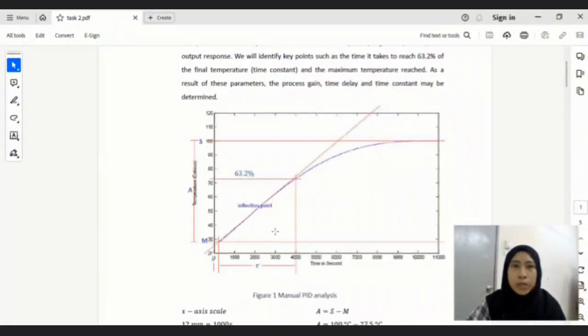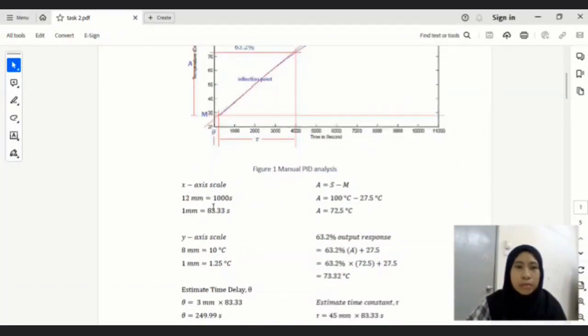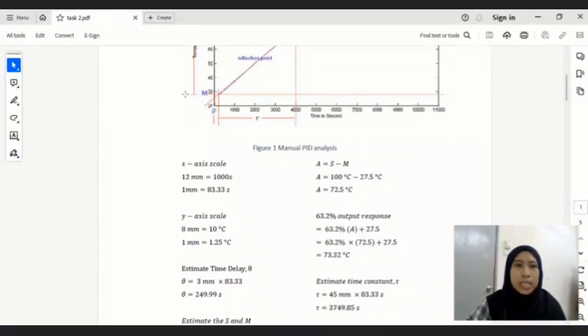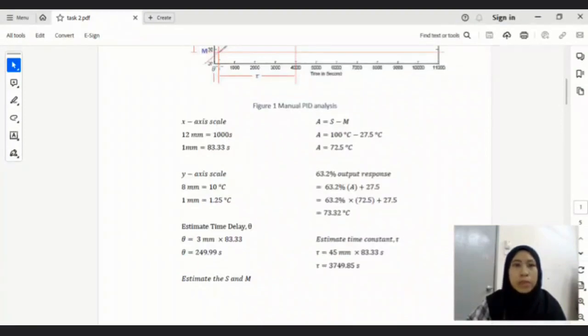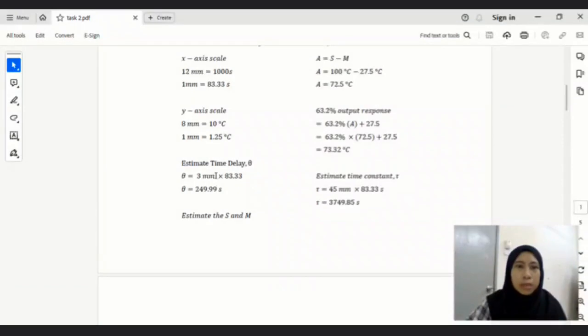Okay, firstly, using a ruler, we draw the inflection point, and using the x-axis scale, this is 12 millimeter, and for the y-axis scale it is 8 millimeter. From here, we got 1 millimeter is 83.33 seconds, and for the y-axis 1.25 seconds. From here, we can estimate the time delay from where the inflection point and the initial temperature of the output. The time delay is 249.99 seconds.